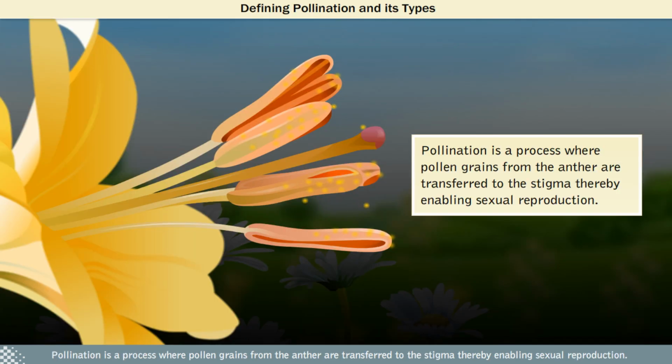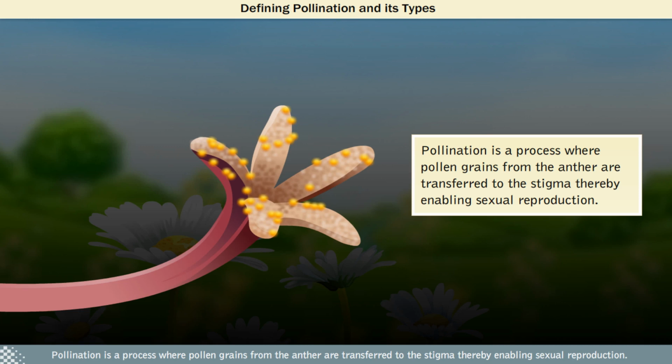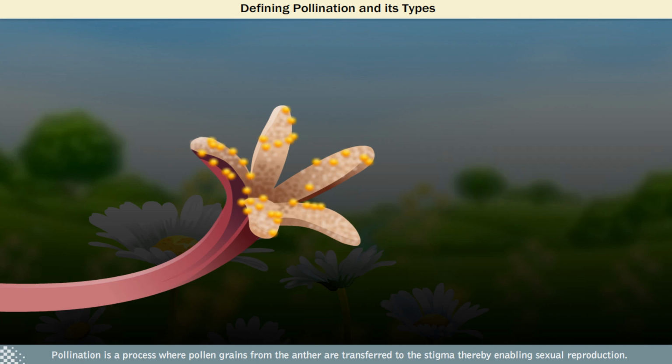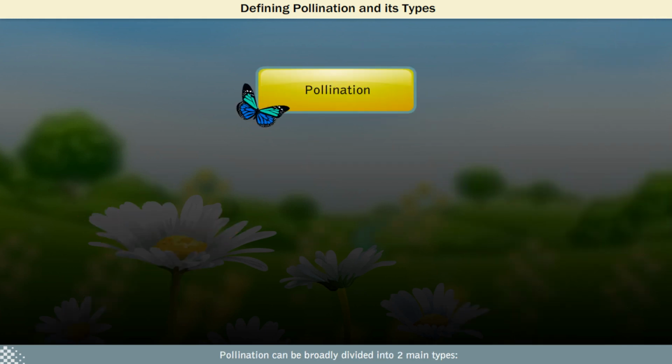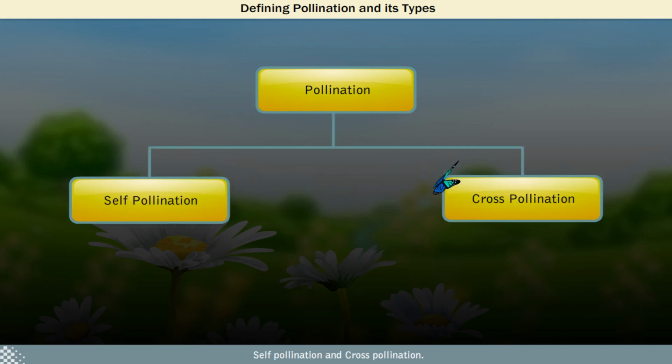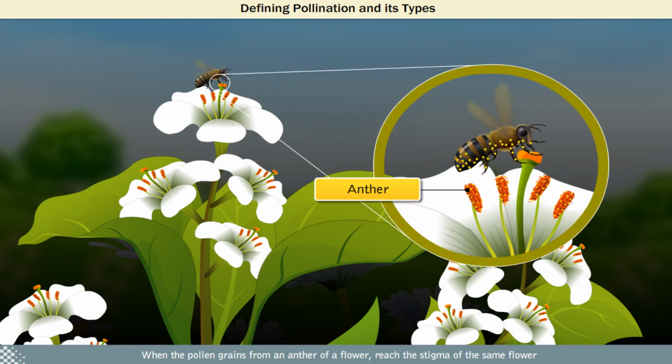Pollination is a process where pollen grains from the anther are transferred to the stigma, thereby enabling sexual reproduction. It results in offspring that are genetically diverse. Pollination can be broadly divided into two main types: self-pollination and cross-pollination.